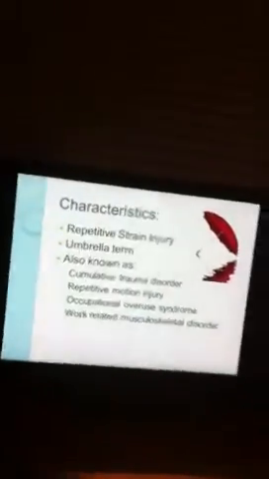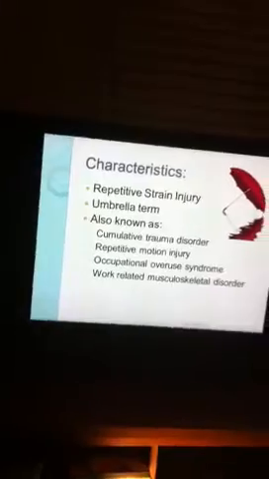Good. The characteristics of a repetitive strain injury. It is an umbrella term, which means that it refers to a group of injuries rather than one specific cause. It can also be referred to as cumulative trauma disorder, repetitive motion injury, occupational overuse syndrome, and work-related musculoskeletal disorder.